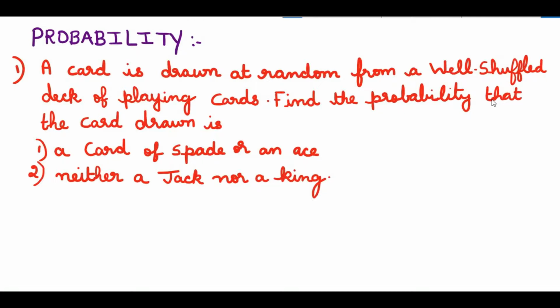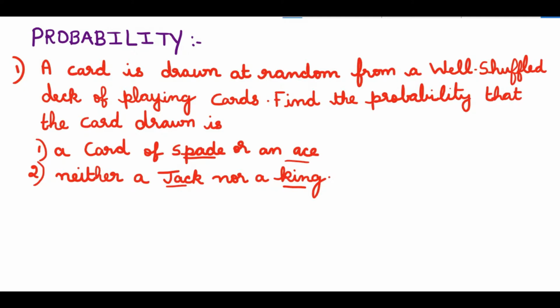In today's video, I'll be discussing some of the 2-mark questions from the chapter Probability. So the first question is, a card is drawn at random from a well-shuffled deck of playing cards. Find the probability that the card drawn is a card of spade or an ace, neither a jack nor a king.